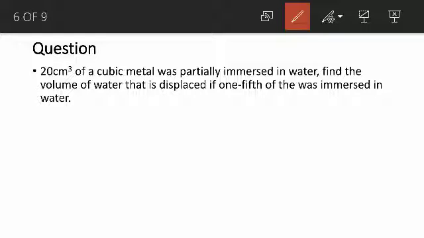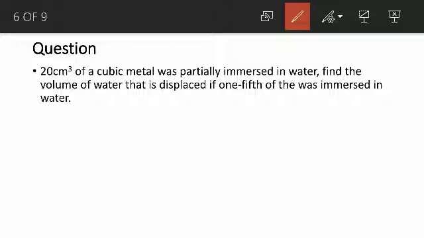Here now we are asked a question. A 20 cm cube of a cubic metal was partially immersed in water. Find the volume of water that is displaced if 1/5 of it is immersed in water. So in that case, 1/5 of that particular metal is immersed in water.